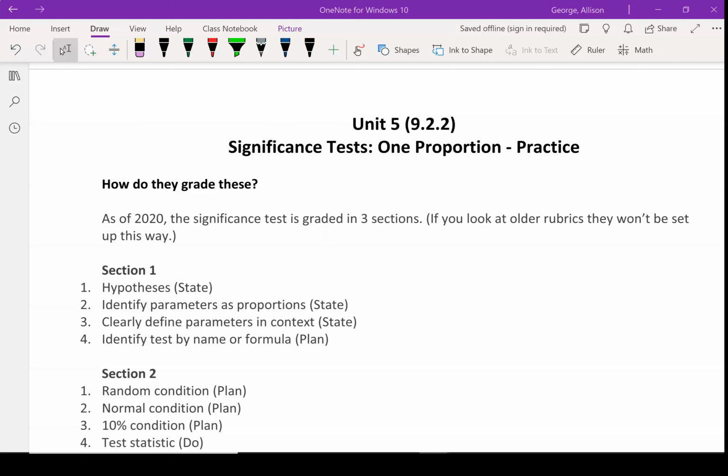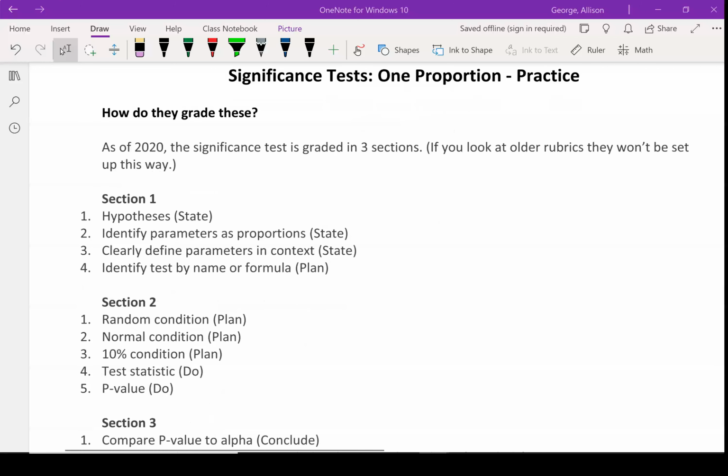All right, so the first thing I gave you is just an idea of how the College Board grades these significance test questions now, all these inference questions. In 2019, which then rolled out for the exams in 2020, College Board rolled out a new grading system for these. They put out what they call a new CED, and they shifted how they grade these questions. So if you look at any rubrics from prior to 2020, the problems and the calculations will be the same, but the way they graded them has shifted a little bit. So just be aware of that if you look at some old ones.